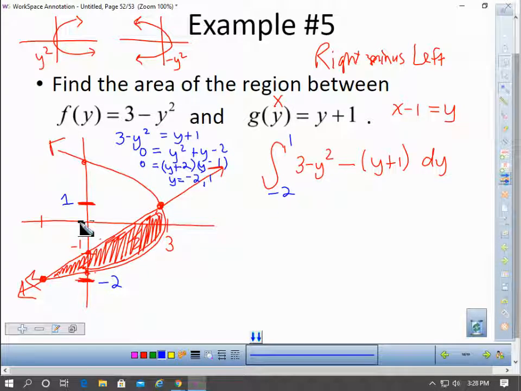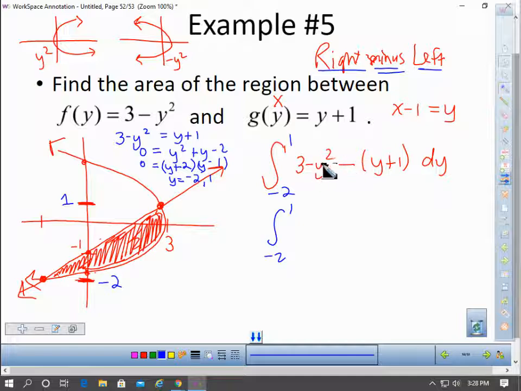So whenever it's turned sideways, you do right minus left. All right, so right curve minus left curve. Instead of doing top minus bottom, we're sideways, so we do right minus left. You're always in terms of y's when you do right minus left, when you're sideways. And so you always have to make sure you have y values on your integral sign. Okay? So I'm integrating from -2 to 1.